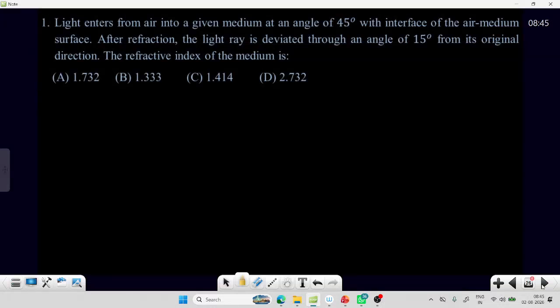Light enters from air. That means medium 1 is air, into a medium, at an angle of 45 degrees with the interface of the air-medium surface. After refraction, the light ray is deviated through 15 degrees from its original direction. The refractive index of the medium is?